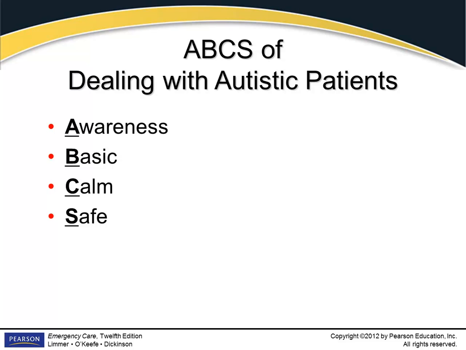A, B, C, S. These are your acronym to help you care for your patients with autism. A is awareness. Make sure that you're aware that that's a possibility. If they're acting very aggressively or you can't reason with them, there's a chance that they're autistic. So you need to be aware of the problem. Usually a care provider is going to give you that background.